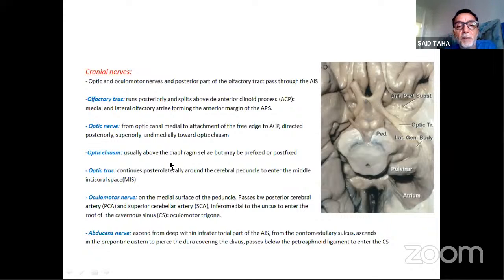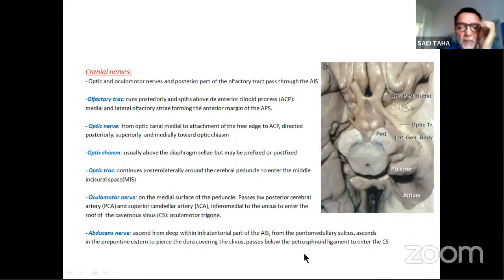The optic chiasm is usually above the diaphragma sellae, but may be post-fixed near the tuberculum sellae, or post-fixed at the level of the dorsum sellae. The optic tract continues posterolaterally around the cerebral peduncle to enter the middle incisural space, as we see here.